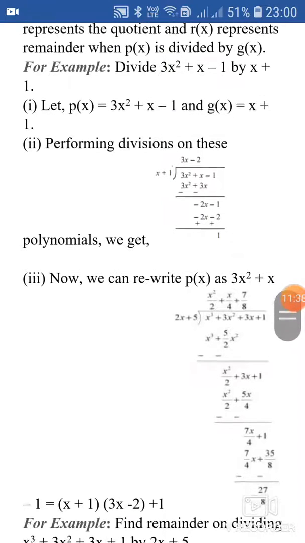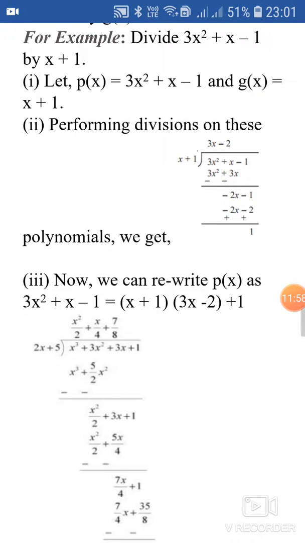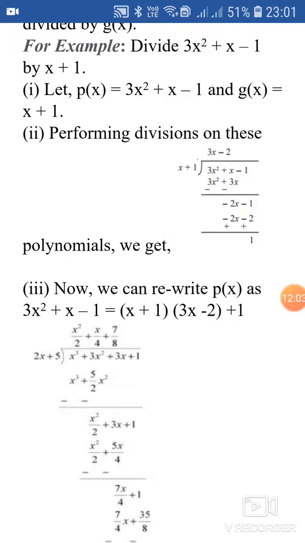Now we will do some examples related to the remainder theorem. The first type of question is: divide the polynomial 3x square plus x minus 1 by x plus 1. This we have already discussed in class 8, division of polynomials. So when we perform the division, we divide the polynomial 3x square plus x minus 1 by x plus 1. What do we need now? 3x.